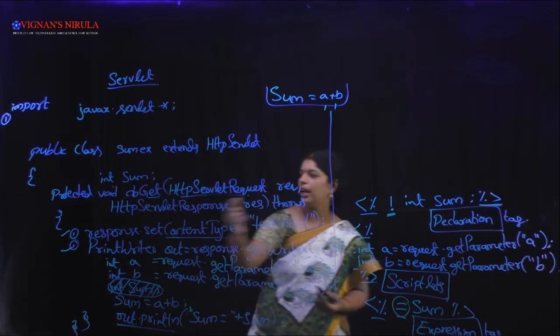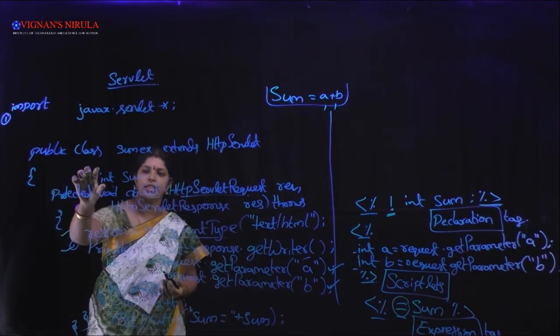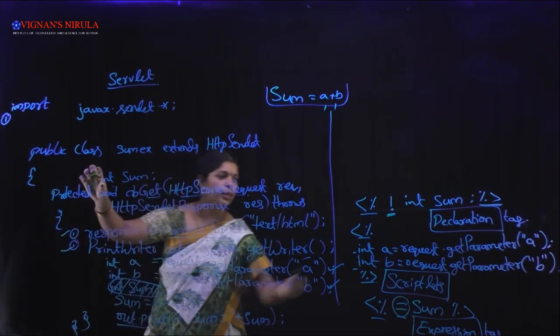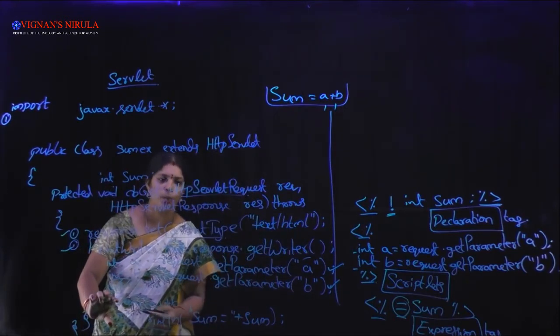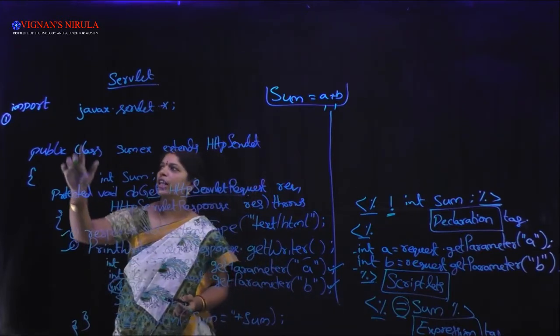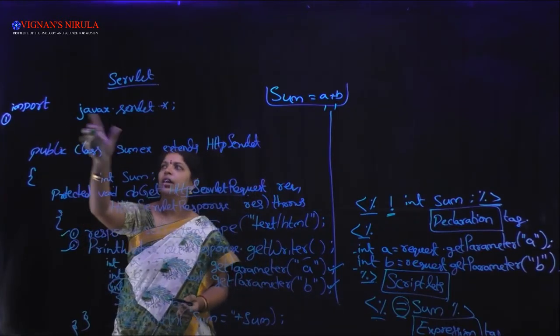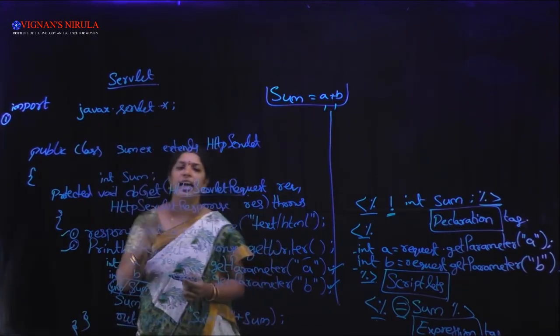So here I completed the method part by using the scriptlets, and I am declaring some variables by using the declaration tag, and I am printing some variables or some result by using the expression tag. So here the remaining one is the import javax.servlet.star.